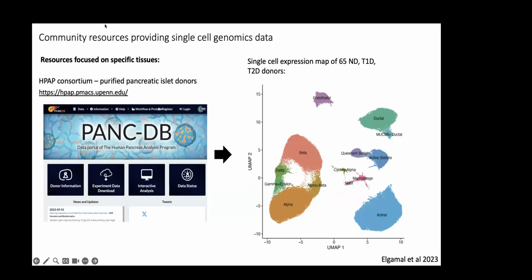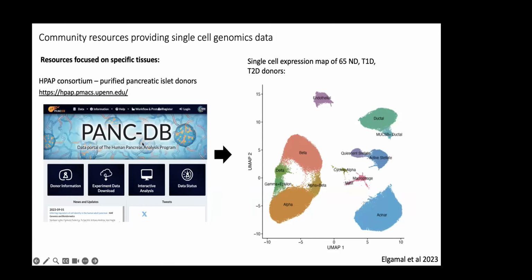Okay, so I'm going to talk a bit about resources that are ongoing to provide single cell genomics data to the community, in particular resources that generate data that's useful for understanding metabolic disease. So one resource that is relevant to Klaus, because he runs this program, is called HPAP, which generates data from the human pancreas, purified pancreatic islets, data generated by HPAP on human donors that could be non-diabetic donors, as well as type 2 diabetic, type 1 diabetics, a range of disease states relevant to the pancreas.